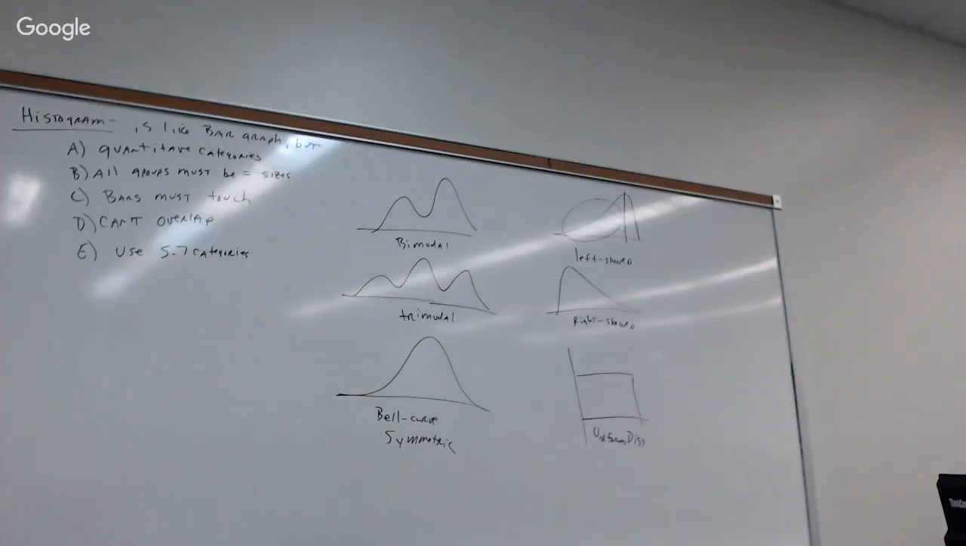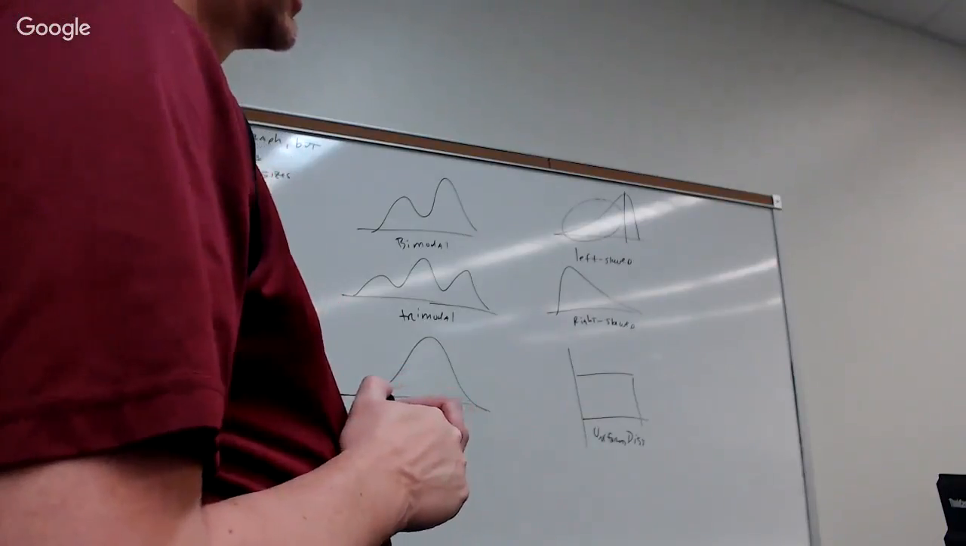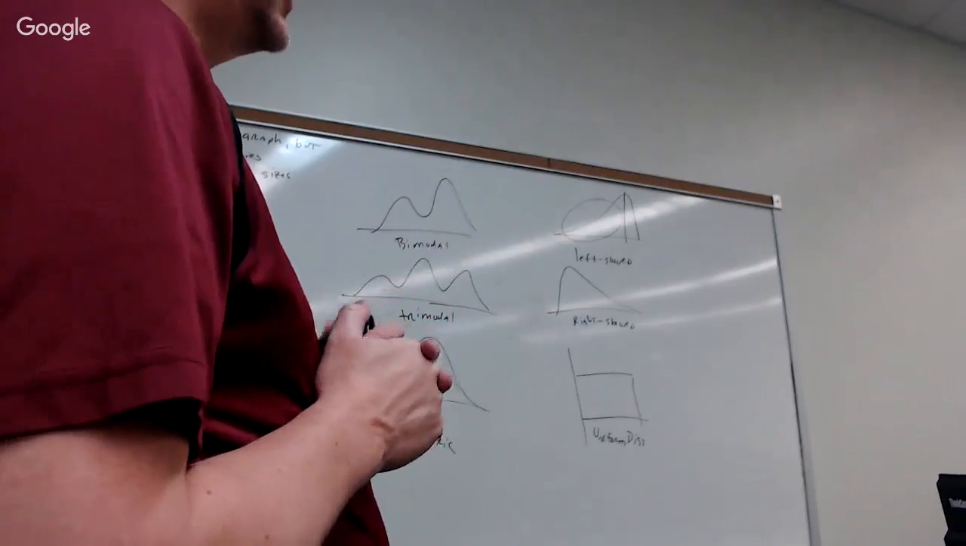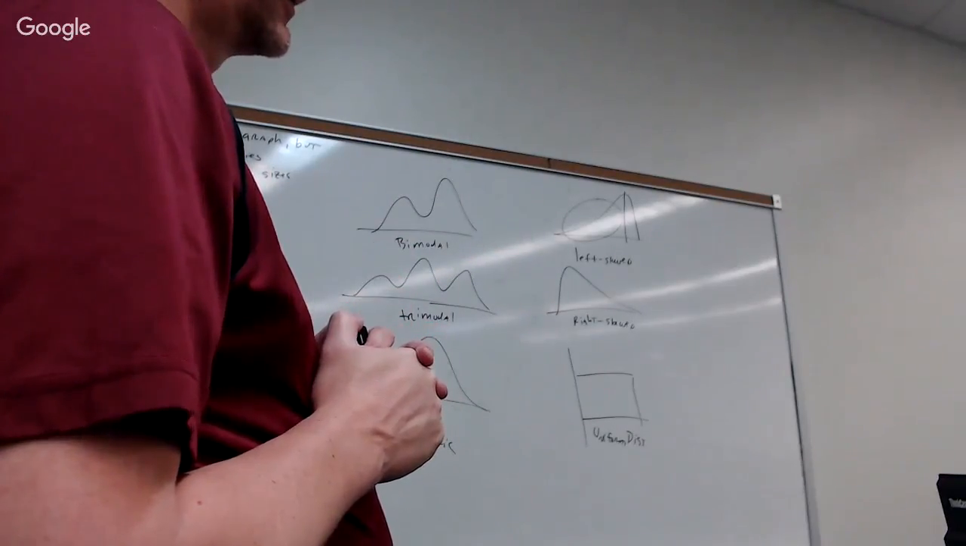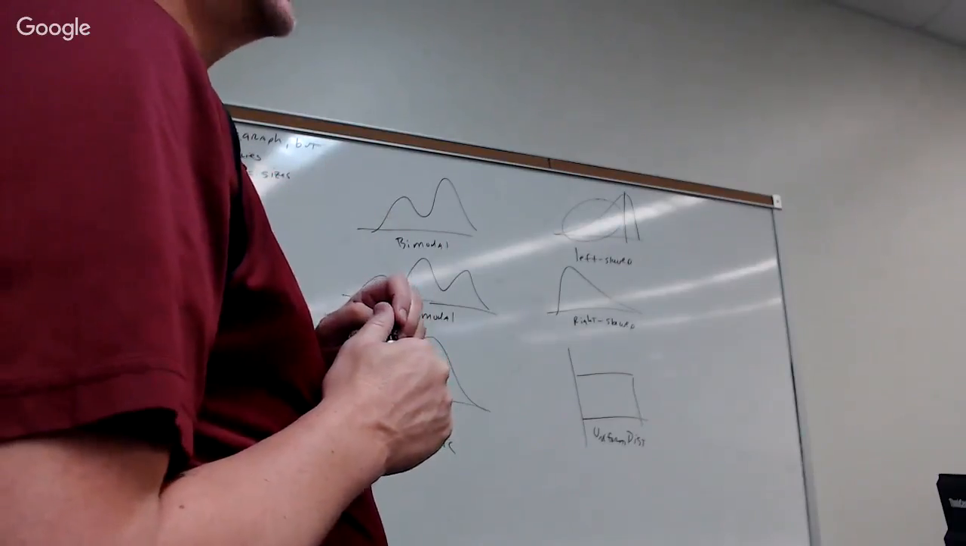This is a little off topic, but why would you do a histogram instead of a bar graph? Does it matter? Yes, it does matter. A bar graph is used for what kind of data? Qualitative. A histogram is used for quantitative.